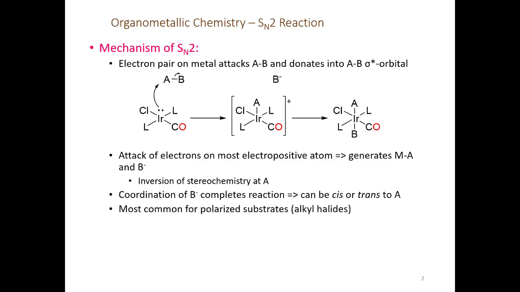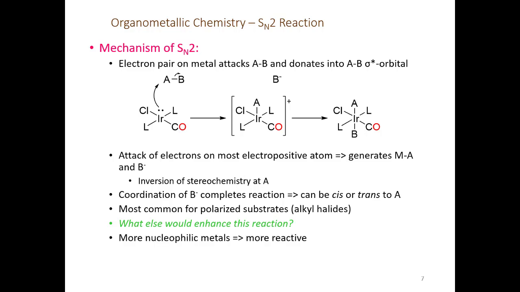This type of mechanism is most common for polarized substrates such as alkyl halides, and the first step, the oxidation step, is actually rate limiting. So if the first step is rate limiting, what could enhance this reaction? Well, pretty much anything that would enhance the organic SN2 reaction.